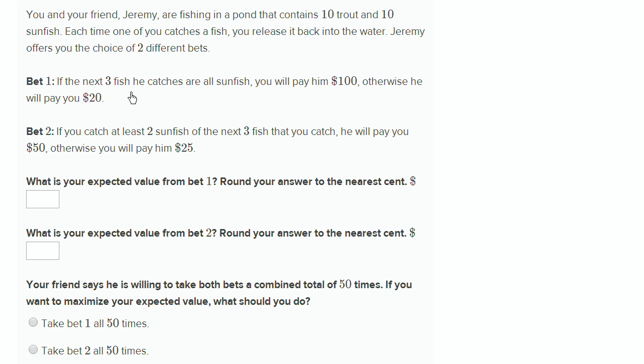If the next 3 fish he catches are all sunfish, you will pay him $100. Otherwise, he will pay you $20. Bet 2: if you catch at least 2 sunfish of the next 3 fish that you catch, he will pay you $50. Otherwise, you will pay him $25. What is your expected value from bet 1? Round your answer to the nearest cent.